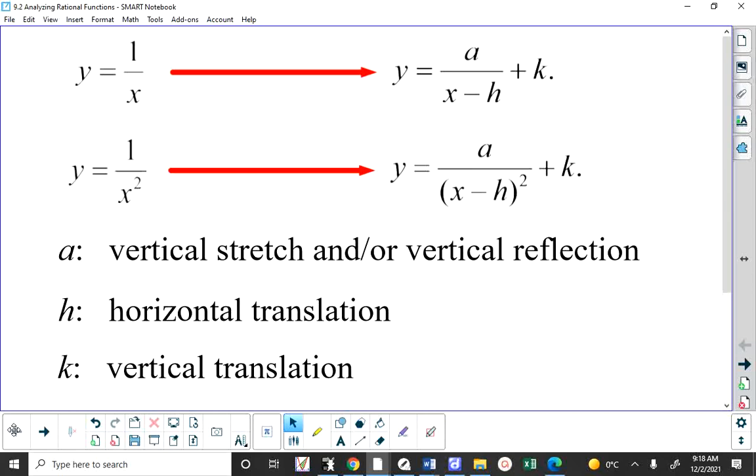is that after the stretch or reflection, which is not going to affect the asymptotes, that's going to be distracting for me.